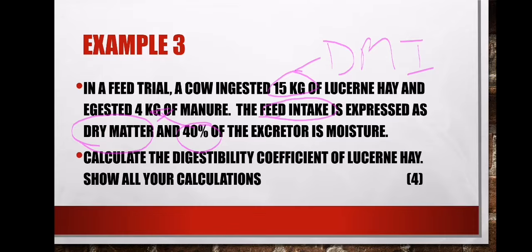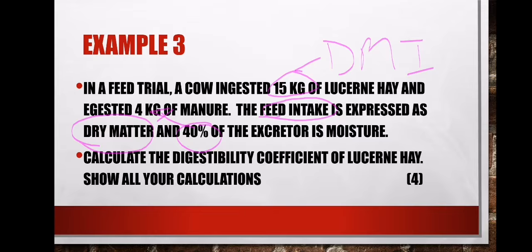Ithi question elandelayo, calculate the digestibility coefficient of loosened hay. You must show all your calculations. The marks, how many? 4 marks. Simple. Sesivele sinayo u-15 kg oyi-dry matter intake. And kulo 4 marks, you already have a mark for the formula. Dry matter intake minus dry matter outtake or dry mass manure divided by dry matter intake multiplied by 100. You already have that mark. Now you are left with 3 marks. How do we get these 3 marks?